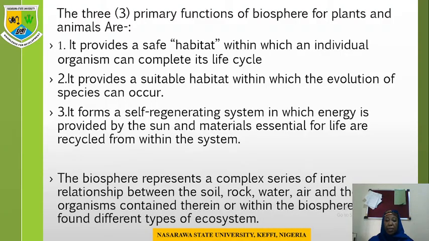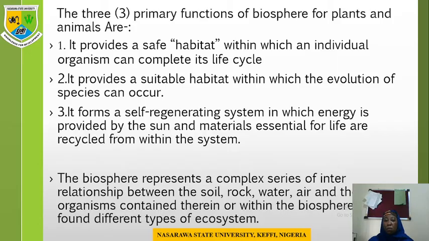That is the changes that occur in an organism with time due to season or habitat. That is why the adaptation, and with time some genetic makeup can change in living organisms. Then, number three, it forms a self-regenerating system in which energy provided by the sun and materials essential for life are recycled from within the system.